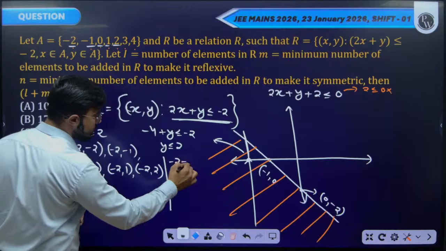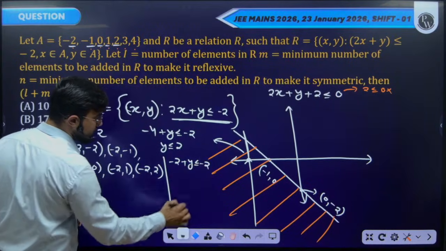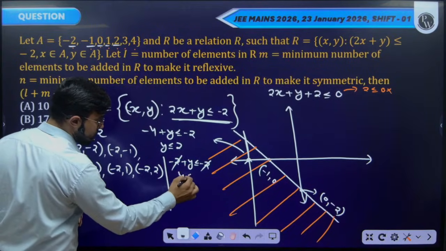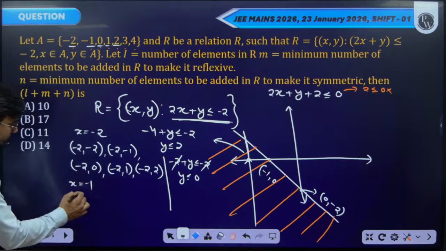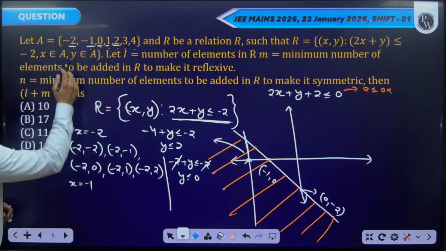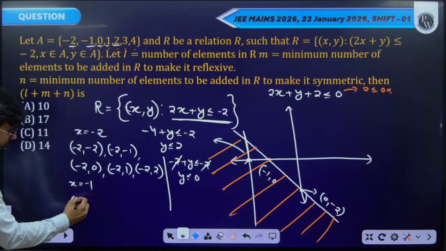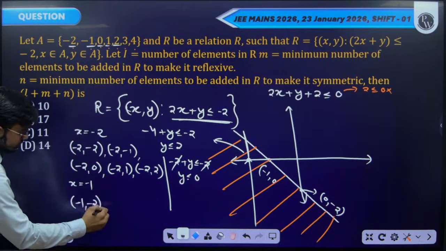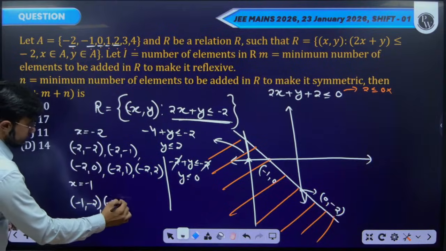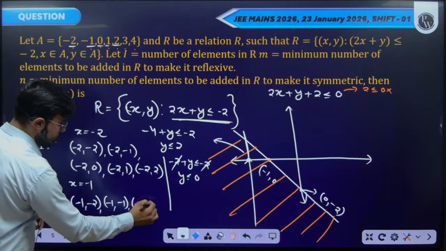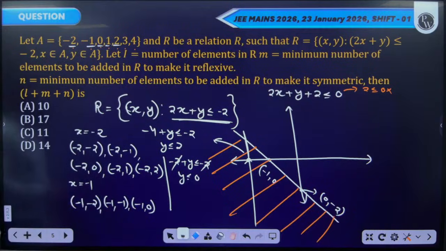So minus 2 plus y less than or equal to minus 2. This gets cancelled with this one. So y is less than or equal to 0. For x equals minus 1, you have only 3 ordered pairs: y is minus 2, minus 1, 0. So minus 1 comma minus 2, minus 1 comma minus 1, and minus 1 comma 0. These are the ordered pairs for x equals minus 1.